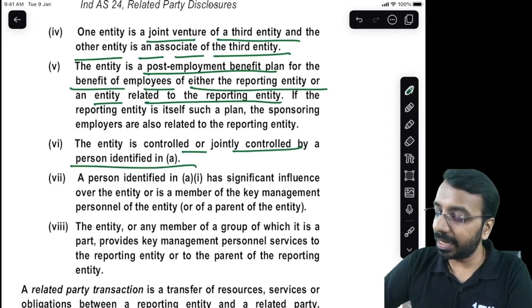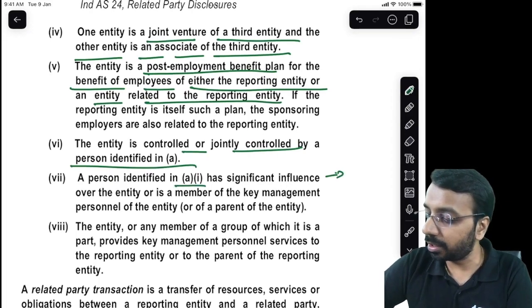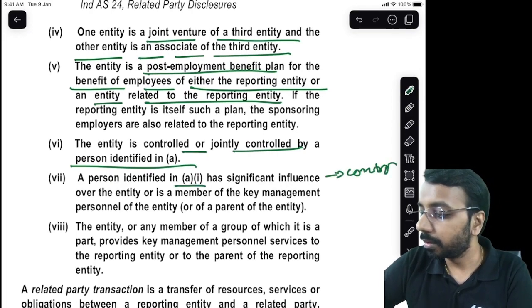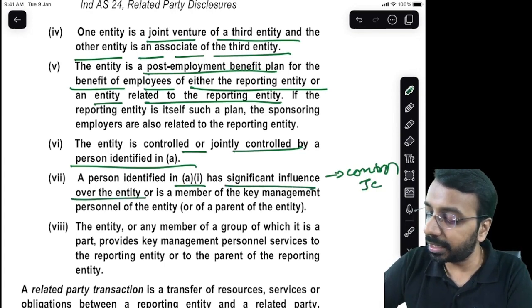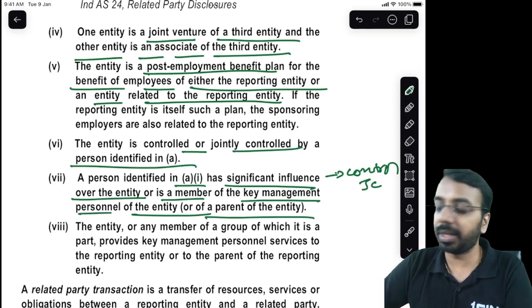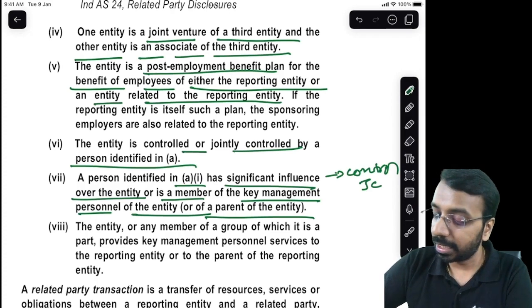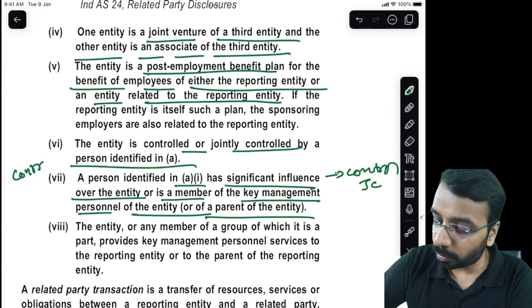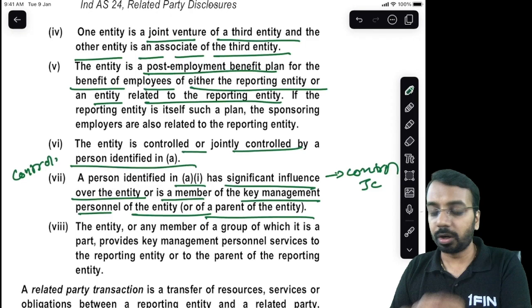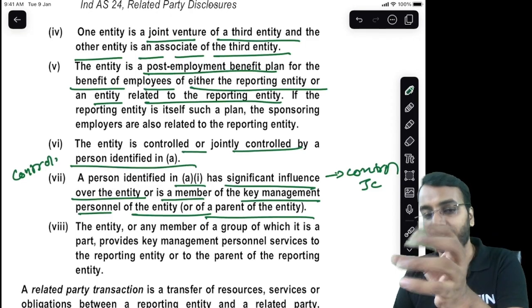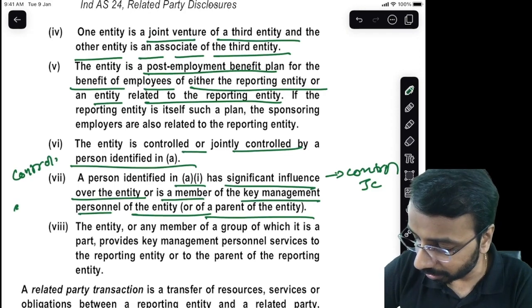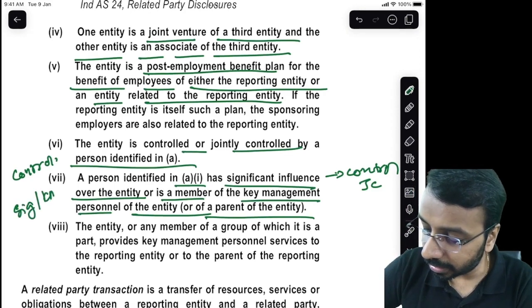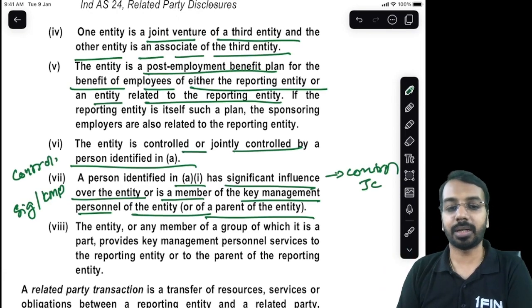Then a person identified in A1. A1 is what? Where you have control or joint control, has significant influence over the entity or is a member of the key management personnel of the entity or of a parent of that entity. Now here what does it mean? First criteria is you have control over one entity, or you have control over, let's say, the reporting entity. There is another entity where you have either significant influence or you are a KMP. Then this is a related party relationship.